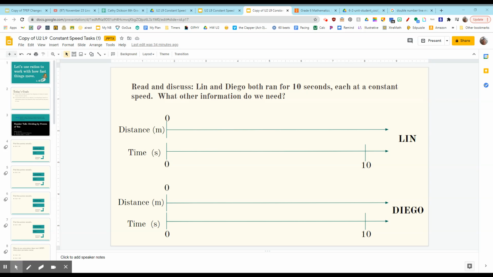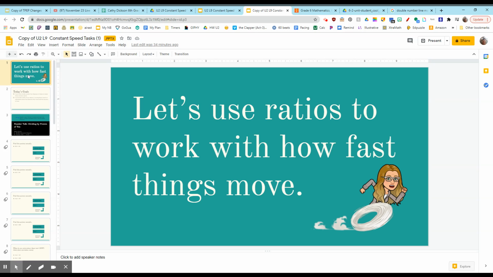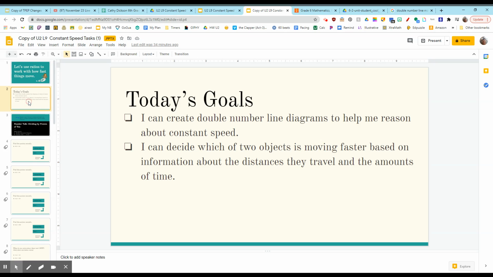Today we're going to work on lesson 9. Let's get to the first part. We're using ratios to figure out how fast things move. Our goal is to be able to create double number lines to help you reason about constant speed. And you need to be able to decide which of two objects is moving faster based on information about the distances they travel and the amounts of time.